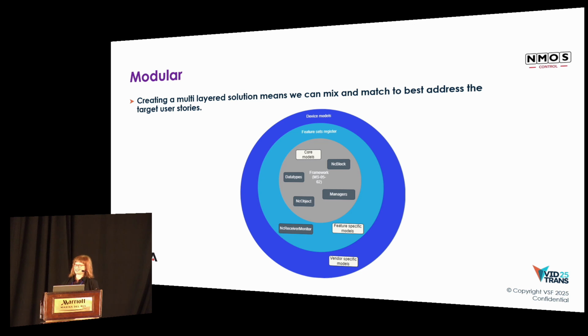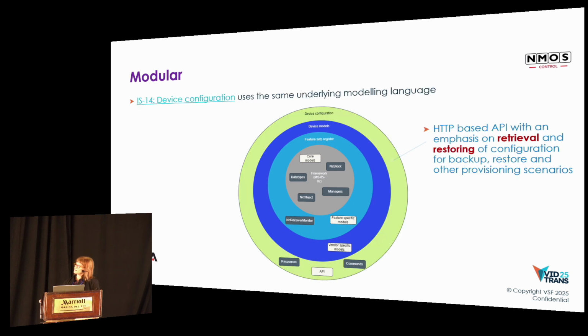Thank you. So previously we talked a bit about the modularity of our solution. The multi-layered decoupled approach, showcased by the onion diagrams before, allows us to mix and match layers to best address the target user stories. So in this example, the onion diagram peels off the IS-12 outer layer and only shows the model layers. And we'll find out on the next slide why.